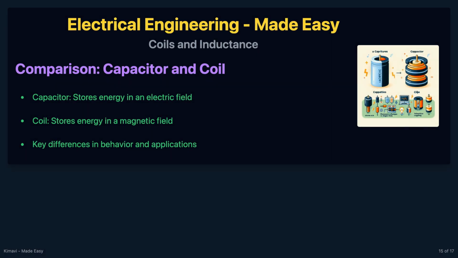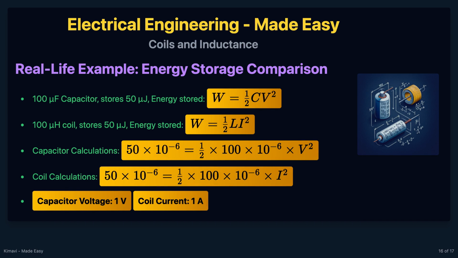Both capacitors and coils store energy, but they do so in different ways and have different characteristics. A capacitor stores energy in an electric field, while a coil stores energy in a magnetic field. Capacitors oppose changes in voltage, while coils oppose changes in current. Capacitors are used for filtering and energy storage in DC circuits, while coils are used for inductive coupling and energy storage in AC circuits.